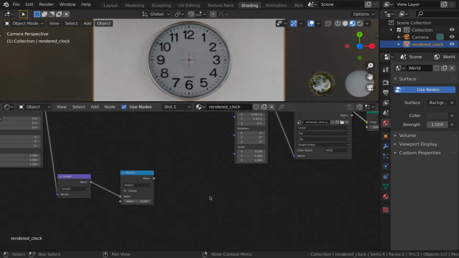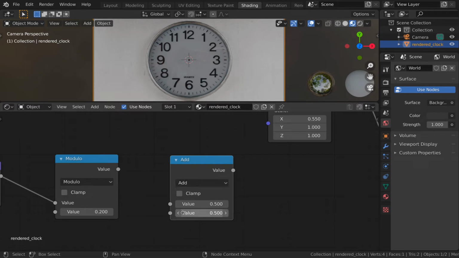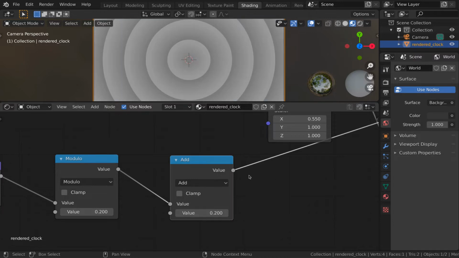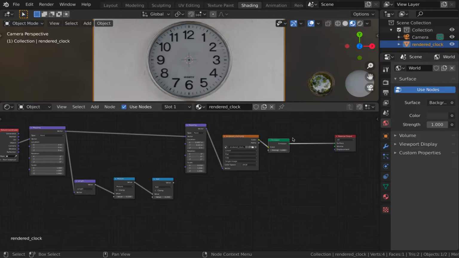But that ring region we care about is between length 0.2 and length 0.4. So we can use another math node with the add function to increase the output by 0.2. Now it sweeps from 0.2 to 0.4 instead of 0 to 0.2.